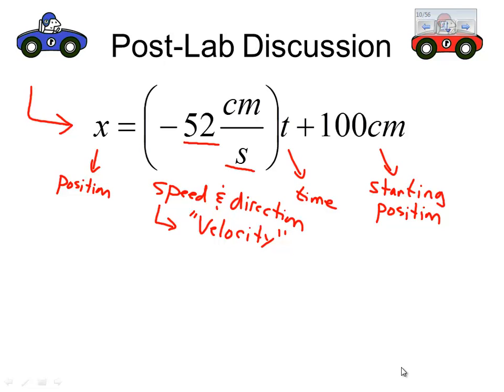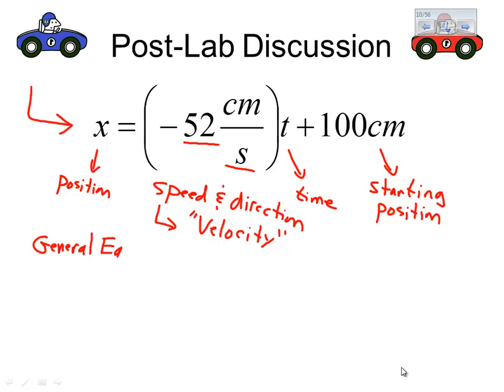So this equation right here relates to, let's say, a toy car that's moving at 52 centimeters per second in the negative direction that started at a position of 100 centimeters. That equation only has predictive power for a toy car. But remember, we want to do this experiment to learn something about any object that moves at a constant speed, not just toy cars. So let's replace the slope and the y-intercept with what they actually represent. I'm going to rewrite this equation. This is going to be our general equation.